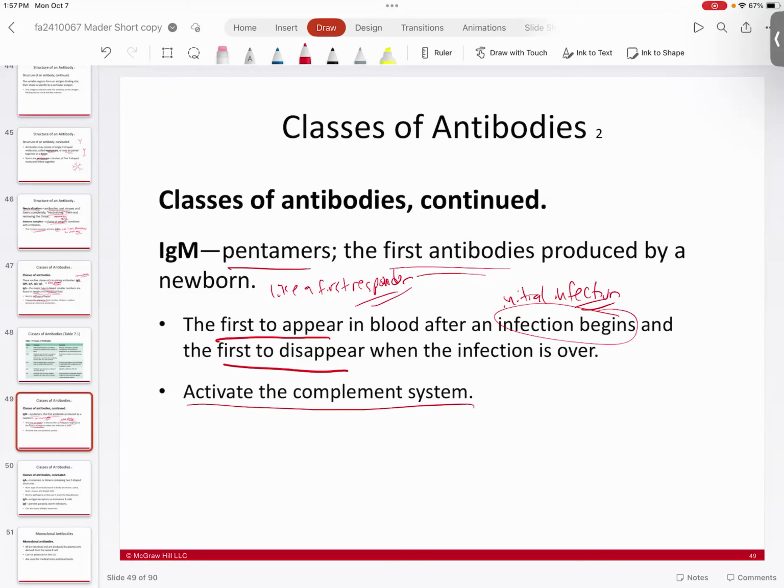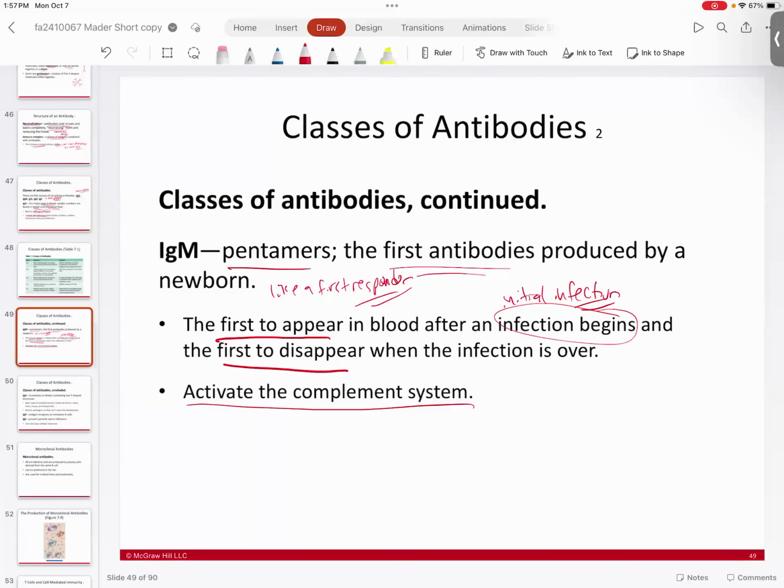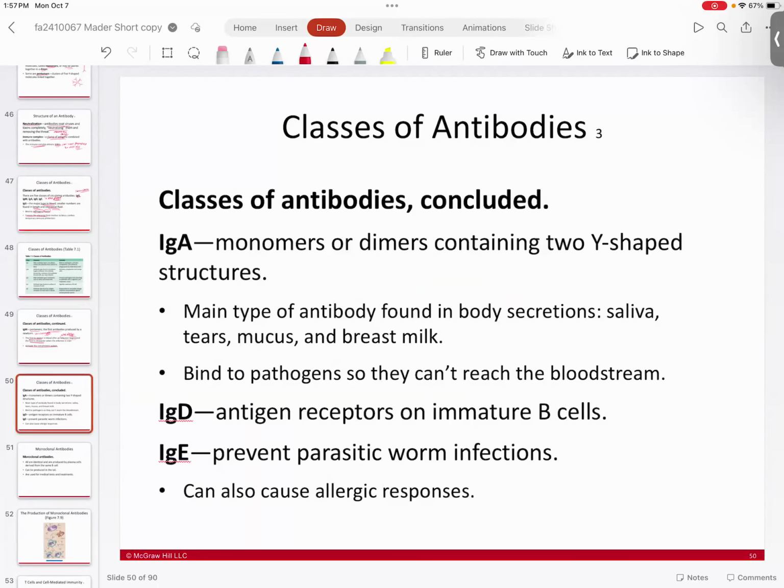These are also the guys who will activate that complement system. Remember the complement system, the one that basically popped the bacteria like a water balloon, basically putting holes in them so that they essentially popped. These guys are the ones also controlling a lot of the inflammatory response with the complement system.